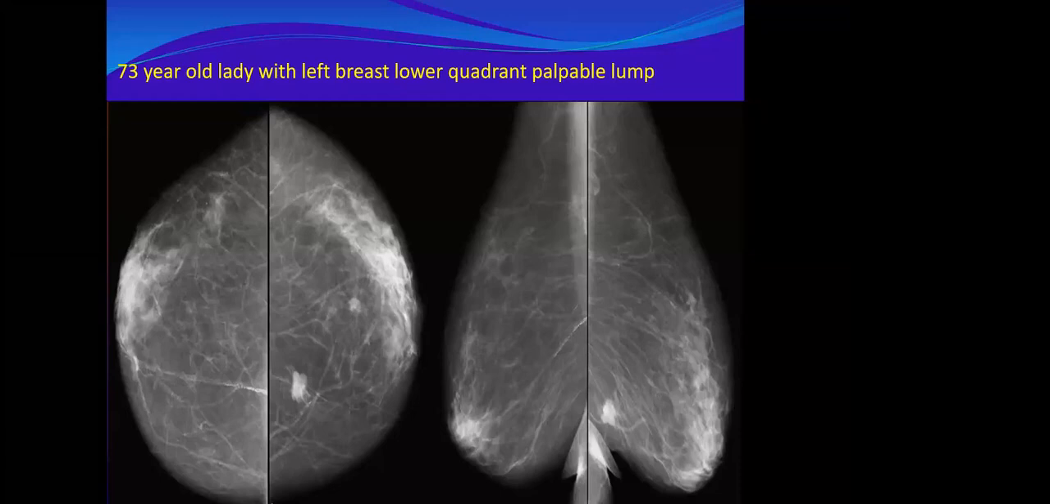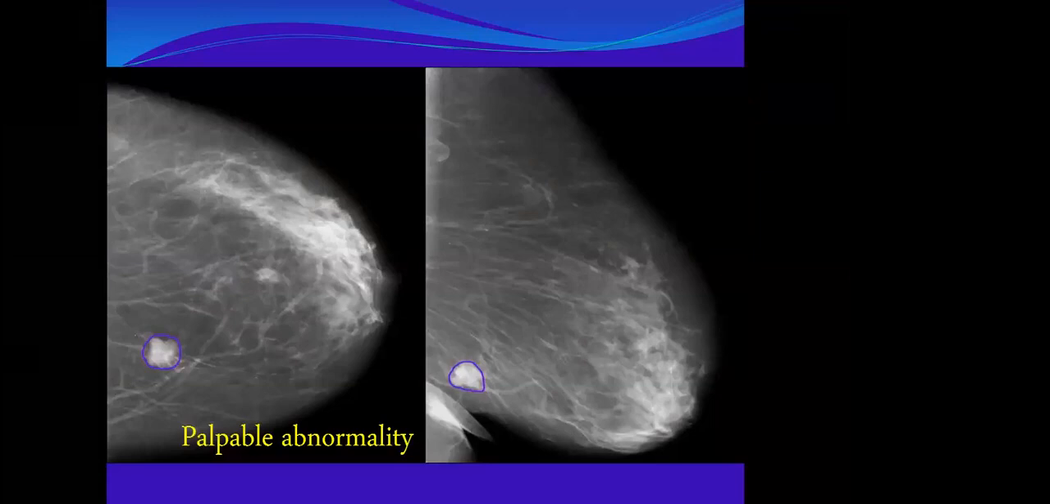At the outer. Okay. No other abnormality. What is next? Next, I want to have a spot compression of the asymmetry. So this is the area of palpable abnormality.